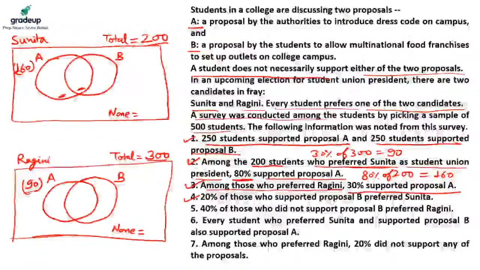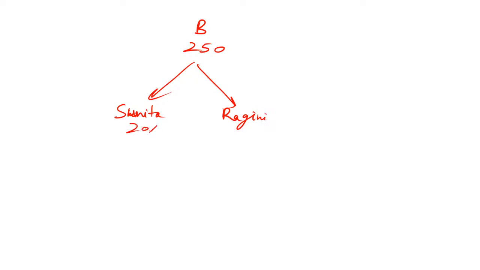Point number 4, 20% of those who supported proposal B preferred Sunita. So can I say there are 250 who supported B. Now how many of them like Sunita and how many of them like Ragini? They are saying 20%. 20% of 250 is 50. So how many of them like Ragini? 80% or 200, isn't it? Who are supporting B, right?